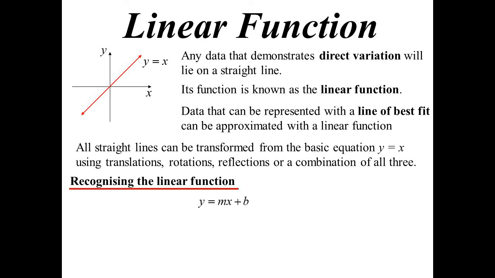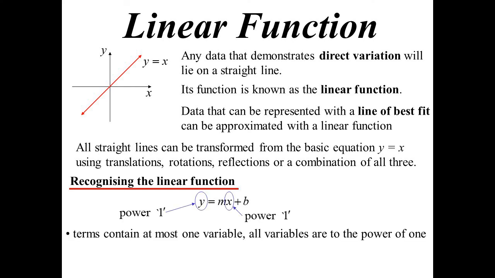Just in case you don't recognise it when you see the equation, how do I recognise that the function is indeed a linear function? Is it in this form? y equals mx plus b. Again, to break it down, notice the power of y is 1, and on the other side, the power of x is 1. That's an indication that I could well have a straight line here. The terms contain at most one variable, so you don't see x times y in a straight line. It's usually just one variable, and all those variables are to the power of 1.